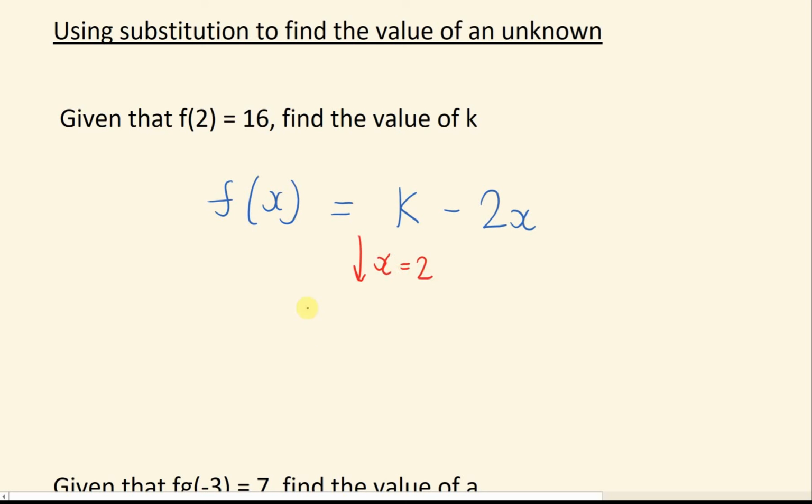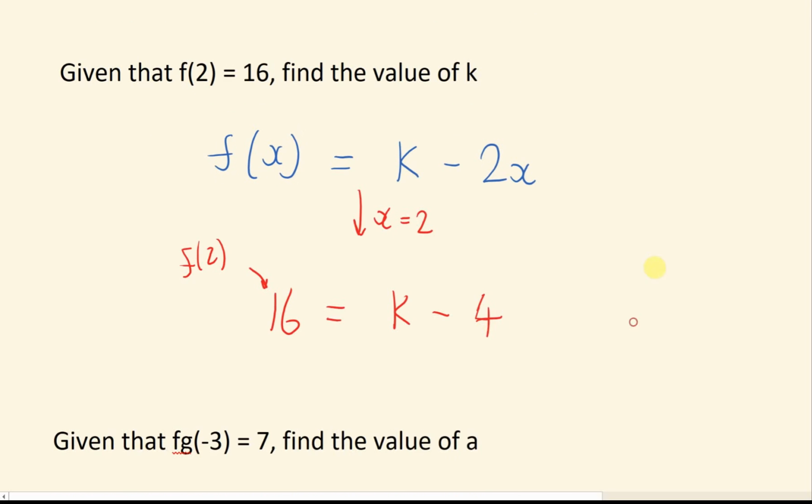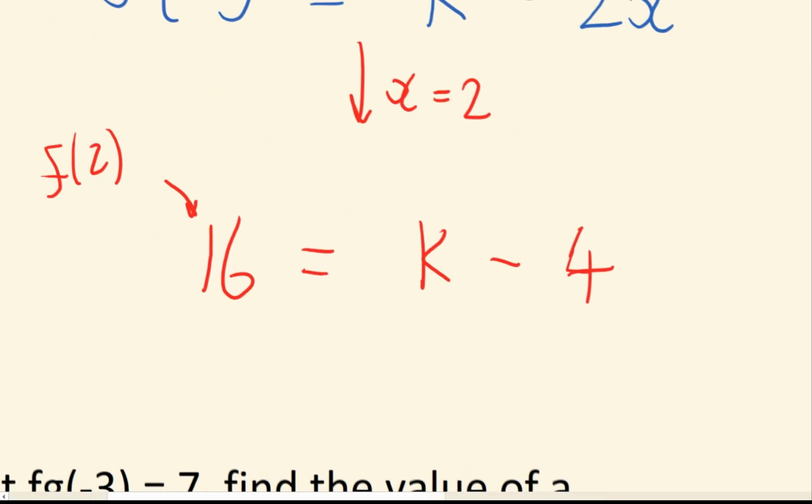So first of all, if we've got f of 2 here, I know that's going to equal 16. Okay, so that's just f of 2 there. On the right hand side, I've now got k take away 2 lots of 2. So k take away 4. And then I'm going to solve this equation in order to work out what k is. So opposite of minus 4 is plus 4, which gives us that k must be 20.